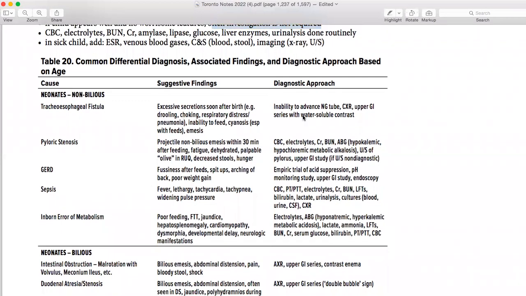So tracheoesophageal fistula: if you pass the NG tube, it will not go all the way down. So inability to advance the NG tube, chest X-ray, and the upper GI series. You have to see if there is any fistula present between the two. It can present with secretions soon after birth. After birth, he starts drooling, choking, with distress. So you can see this kind of presentation can present with a fistula.